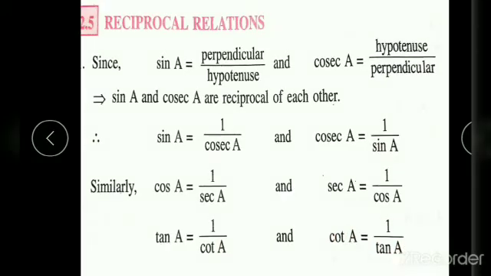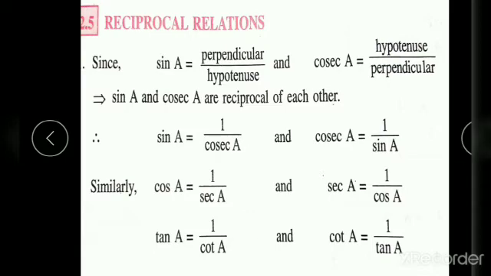Tan A is equals to 1 divided by cot A and cot A is equals to 1 divided by tan A. So to solve the problems, you should remember these reciprocal relations, like sin A is equals to 1 divided by cosecant A. So if you know one, you can write the other one, that is cosecant A is equals to 1 divided by sin A. Likewise, you can remember all the 6 reciprocal relations.